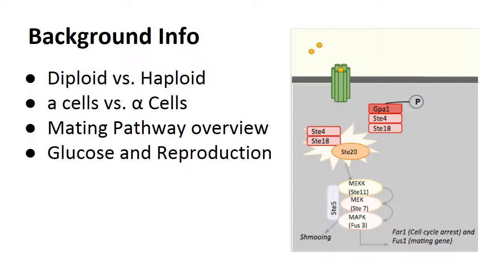To provide some background information about our research project, yeast cells alternate between haploid and diploid stages of life, but our focus is on the haploid stage, where cell differentiation occurs into A-type cells and alpha-type cells. To detect the presence of alpha mating factor, an A-type cell employs the mating pathway, and we use an engineered A-type cell that will not alter to alpha-type.